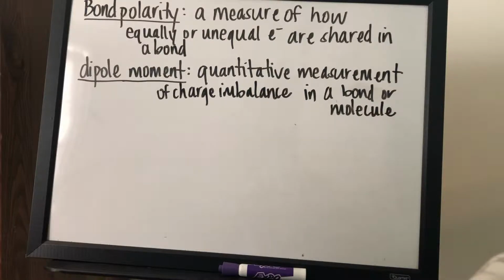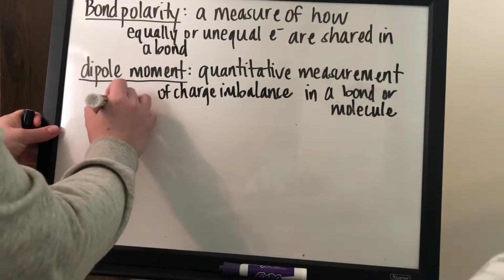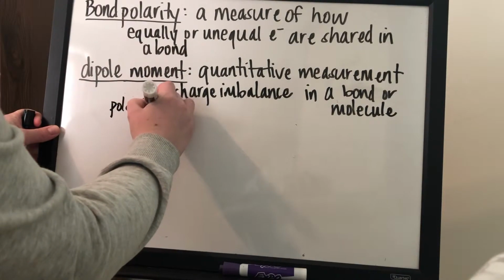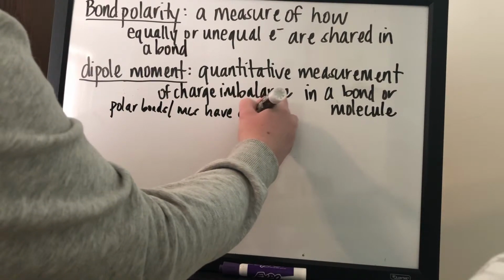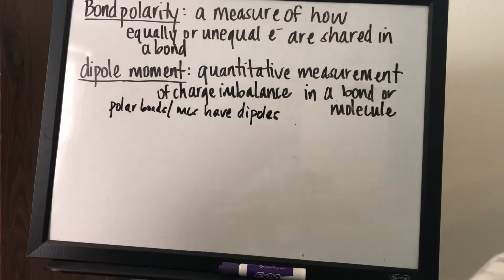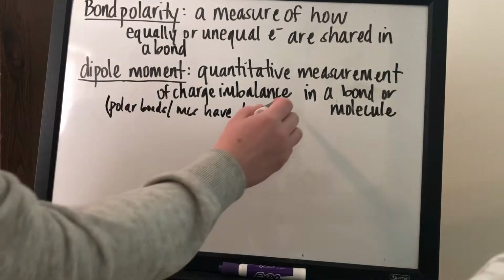One thing we didn't talk about before was something called a dipole, or a dipole moment, which is your second bullet point on your paper, which is defined as a quantitative, which of course means you can put a number to it, a quantitative measurement of the charge imbalance in a bond or in a molecule. So polar molecules and polar bonds have dipoles, so you might want to add that. They're sometimes called dipole moments, and they're sometimes just called dipoles. It's one and the same.